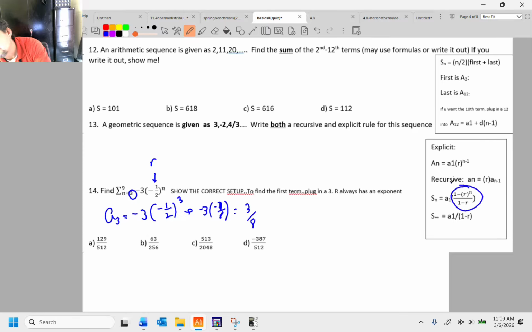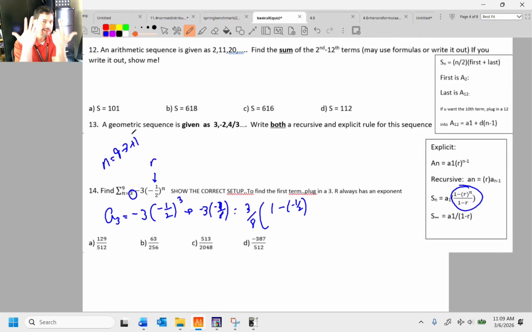So now I'm going to go over here. 1 minus the ratio, which is a negative 1/2. Make sure you're using parentheses. N is always high minus low. Add 1 back. Use your fingers. 3, 4, 5, 6, 7, 8, 9. 7 fingers.